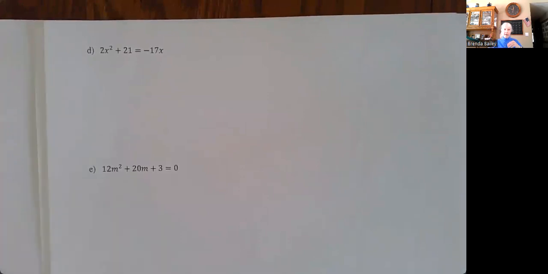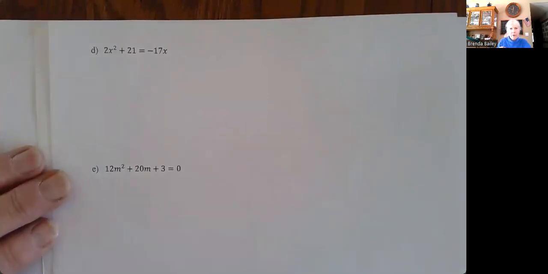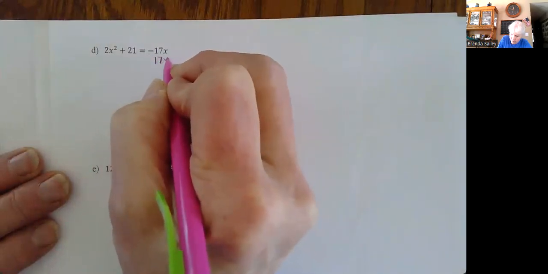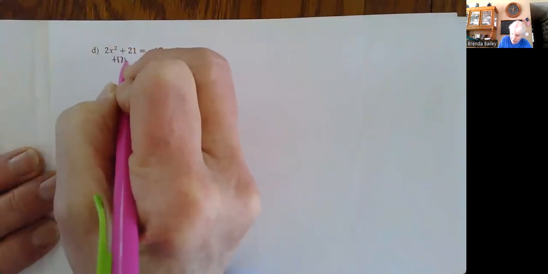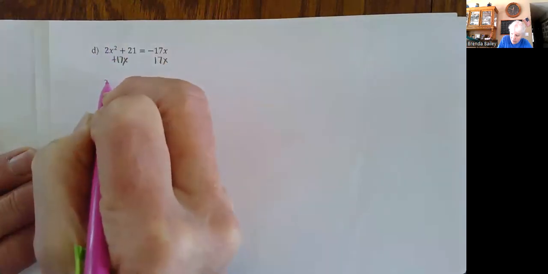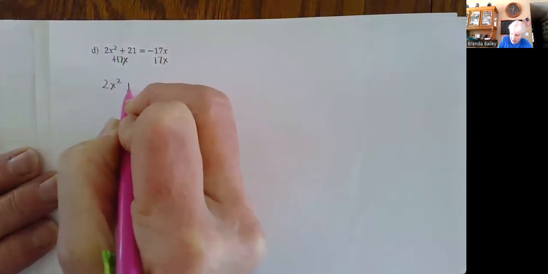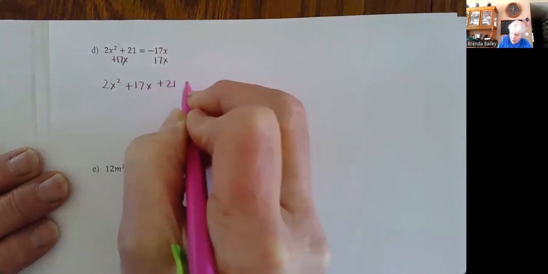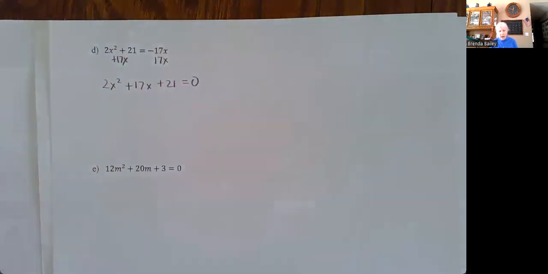All right, set it equal to 0 and put them in the right order. So when I bring that 17 over, I'm going to put it in the middle between the two. So I'm going to add 17x. So that gives me 2x squared plus 17x plus 21 equals 0.